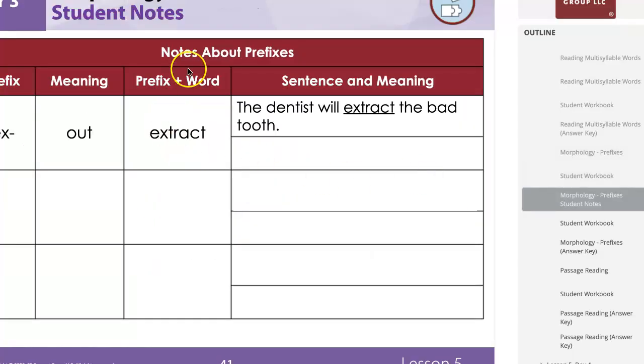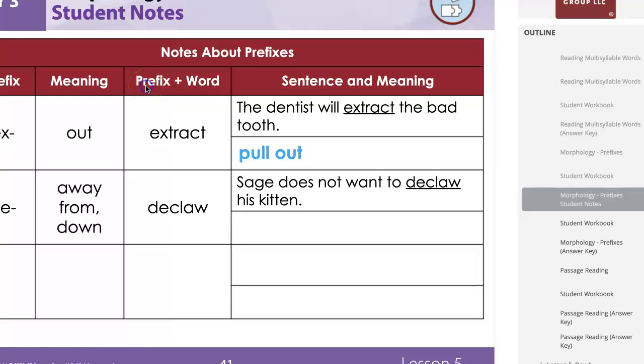Now, so ex means out, okay, so our ex means out, and we see that our word is extract, okay, so it says the dentist will extract the bad tooth. Okay, so if they're extracting a tooth, they're taking it out or they're pulling it out. So extract means to pull out. All right, if it's in blue on my board, please make sure you are copying it down on your paper.